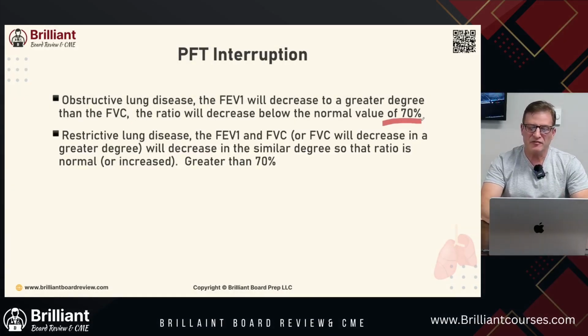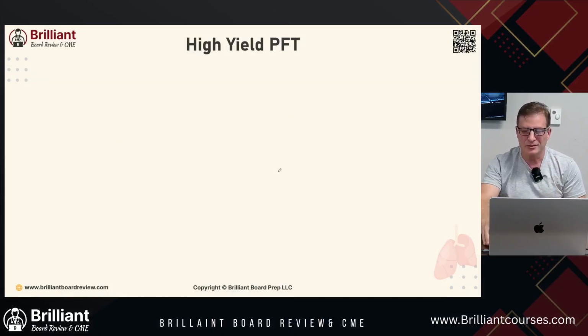Restrictive: the FEV1 and FVC are all decreased. Remember we saw that flow loop where they're all decreased? They're decreased to a similar degree, so the ratio is going to be greater than 70%. So it's going to be normal or increased. Once you know that, you've got obstructive versus restrictive. You've got this, right? Really easy.